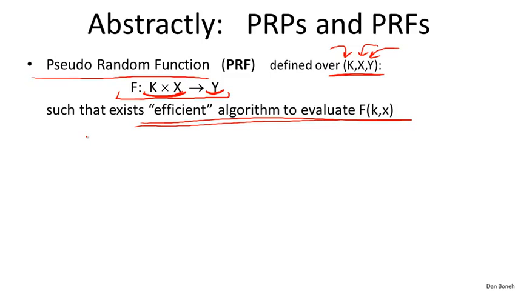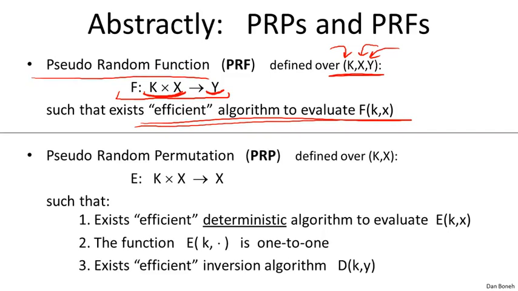We just need them to be evaluatable given the key and the input X. Now, a related concept that more accurately captures what a block cipher is called a pseudorandom permutation. So a pseudorandom permutation is, again, defined over a key space and then just a set X. And what it does is it takes an element in the key space and an element in X and outputs basically one element in X.